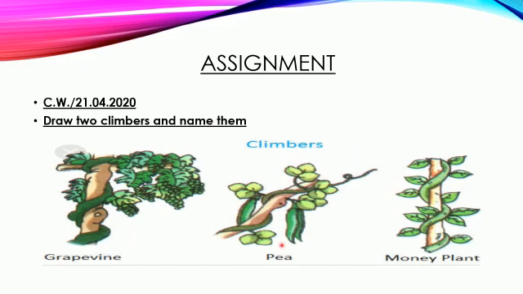Now the assignment is there. In my last video, I had told you to draw the pictures of the trees, the shrubs and the herbs. After that, again in your classwork copy, putting today's date, you give this side heading, draw 2 climbers and name them. So here I have given you 3 pictures. You can draw any 2 which you feel easy to draw. This is the grapevine. Here it is the pea plant. It is the money plant. So you draw any 2 nicely, beautifully and color them.